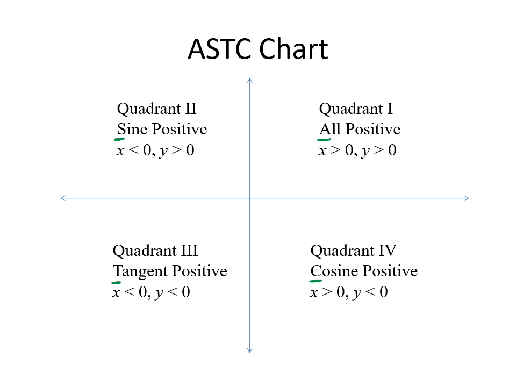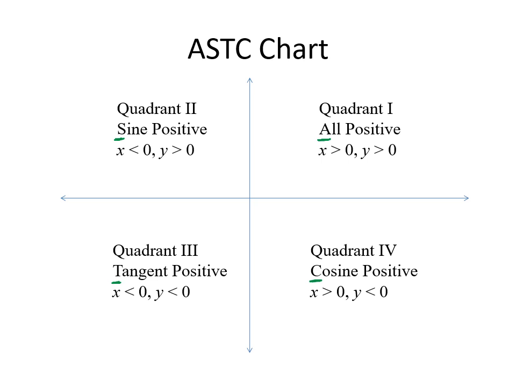So that's why it's the ASTC chart. Their reciprocals are also positive because they are just reciprocals. So sine and cosecant are actually both positive in quadrant 2. Tangent and cotangent are both positive in quadrant 3. And cosine and secant are both positive in quadrant 4.